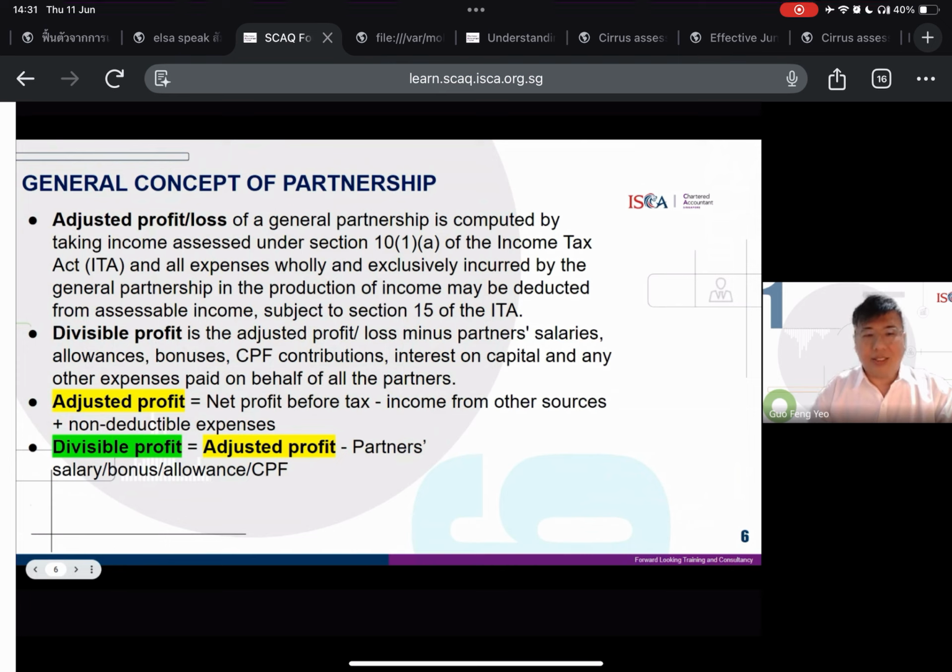To put these two terms into a formula style of explanation, the adjusted profit is simply the net profit before tax, minus income from other sources, and adding back any non-deductible expenses. To get to divisible profit, simply use the adjusted profit less the partner's salary, bonus, allowance, CPF, and any expenses paid on behalf. I hope these two formulas are clear. We will test your knowledge in the coming examples as well as the past year exam questions.